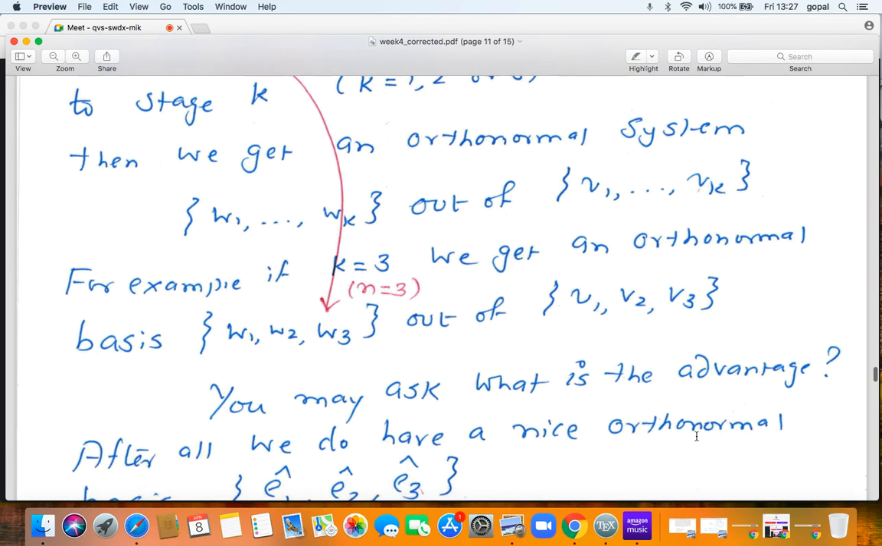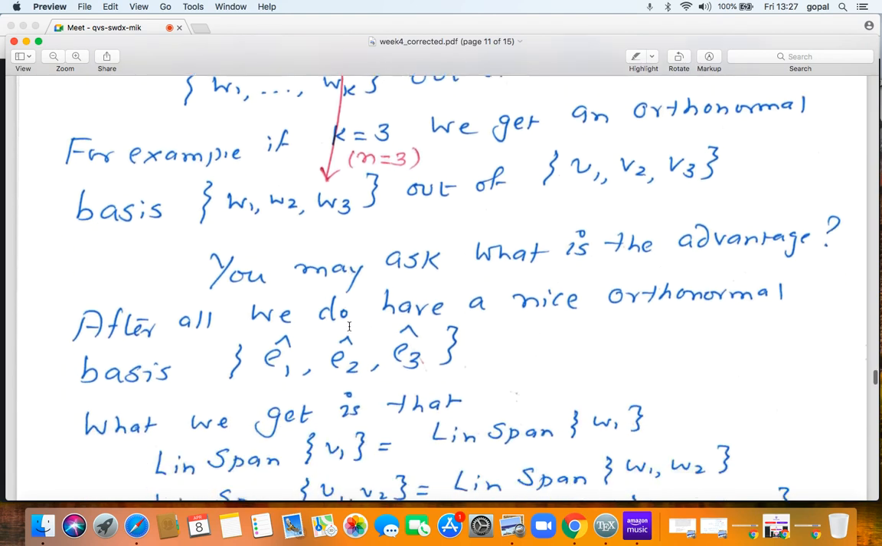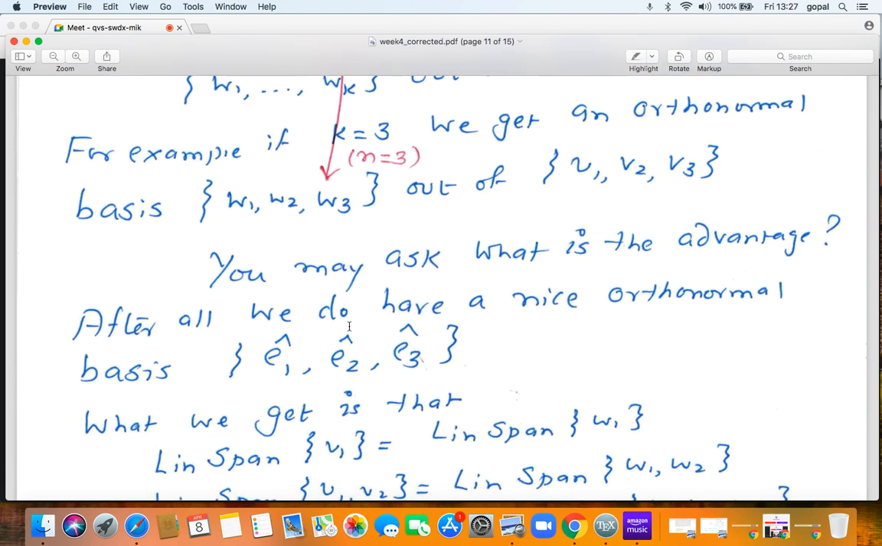Okay, you may ask, what's the advantage? After all, for R3, we do have a very nice orthonormal basis, e1 cap, e2 cap, e3 cap. So why all this excitement about doing this whole thing and obtaining w1, w2, w3? The feature about this w1, w2, w3 is the following. Remember that w1 is a multiple of v1 and v1 is a multiple of w1. So the linear span of v1 is the same as the linear span of w1.